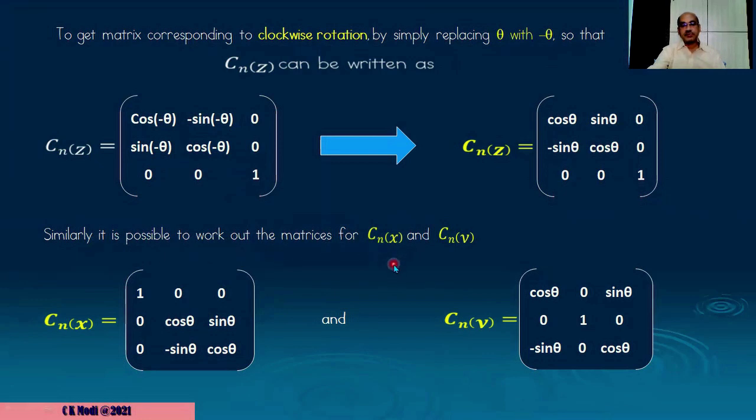Similarly, it is possible to work out the matrices for Cnx and Cny. So this is the matrix of Cnx: 1, 0, 0; 0, cos theta, sin theta; 0, minus sin theta, cos theta. And in the same way, this is the matrix for Cny.